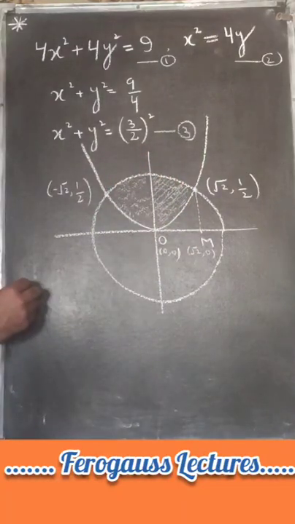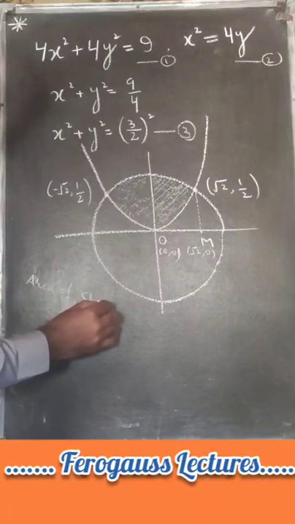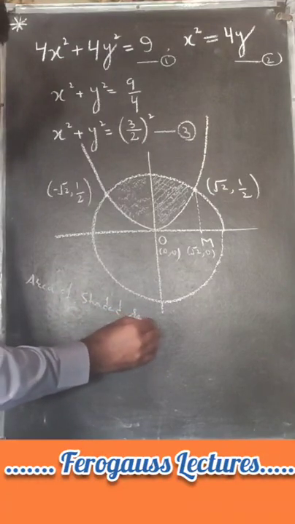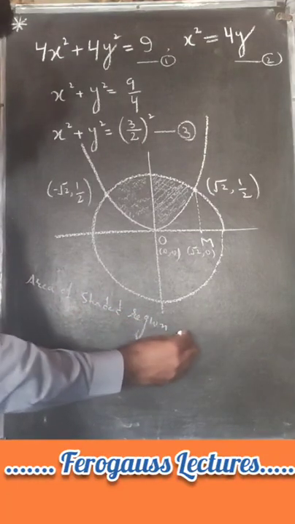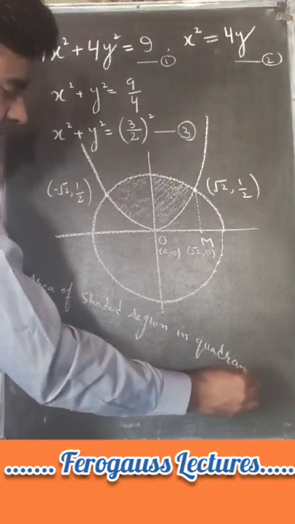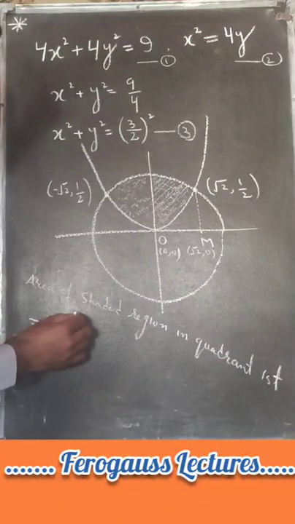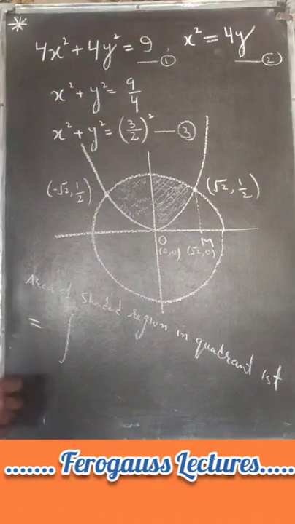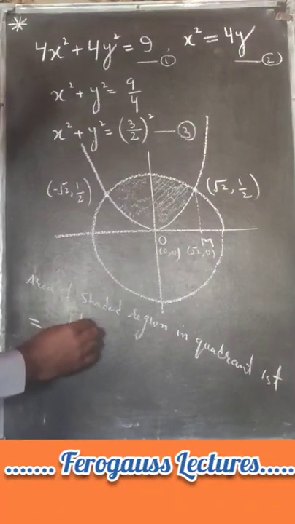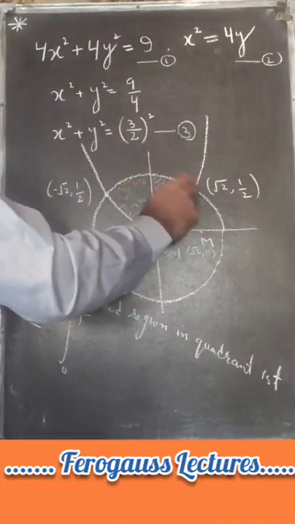Now, the area of the shaded region in the first quadrant is equal to the integral from 0 to square root of 2 of the area under this circular curve, that is this.